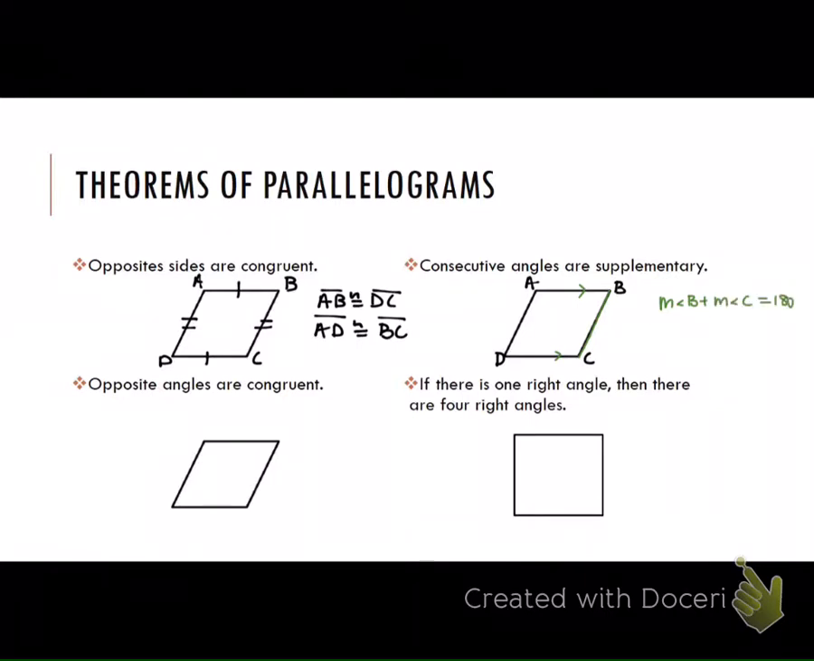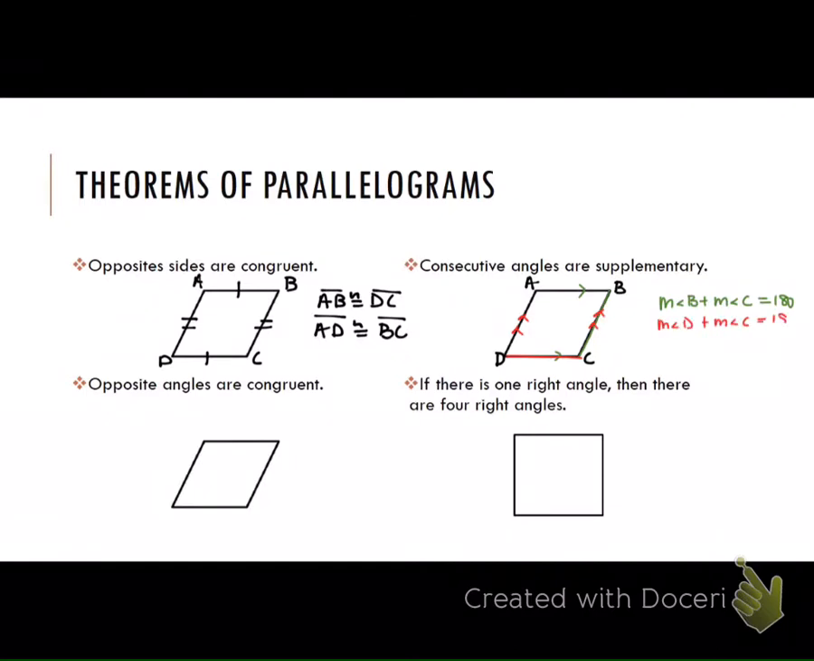180. We also know that these sides are parallel, which means that if this is a transversal, D and C are consecutive interior angles. So the measure of angle D plus the measure of angle C equals 180. So consecutive interior angles are supplementary. So all of these angles, one that follows the next, add to 180.